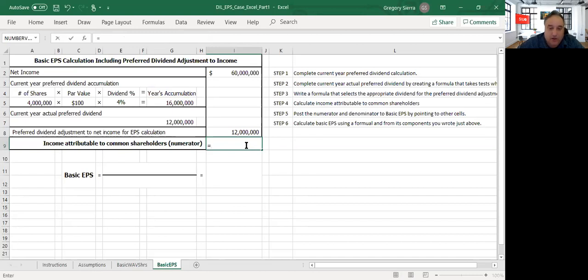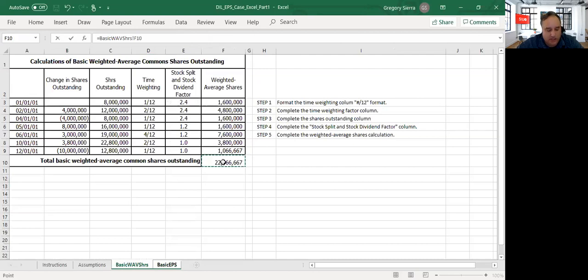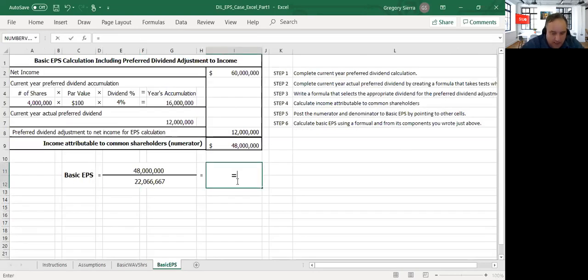And then the amount attributable to common shareholders is the 60 million net income less the preferred dividend. And that's going to equal your numerator, and your denominator you calculated in the prior video. It's your basic EPS. Putting it all together, 48 million divided by 22,066,667. So it looks like in this case, it's $2.18. So that's part one of your earnings per share project. There's going to be a team component to this, a group component, I should say, and then also meeting in MS Teams to get practice with that. Regardless, part two will be diluted EPS to follow later.